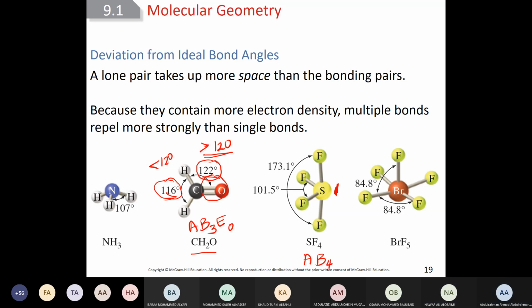Okay. If these are electrons here, what's the electron domain for SF4? AB4, E1. What's the electron domain shape? Trigonal bipyramid. What's the molecular shape? Seesaw. Excellent. So what should be the angle between these two?